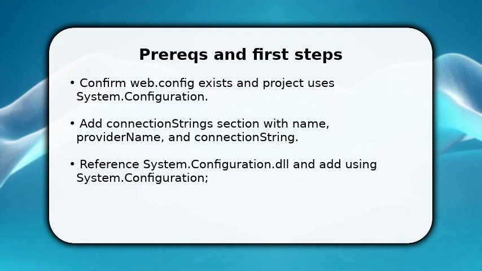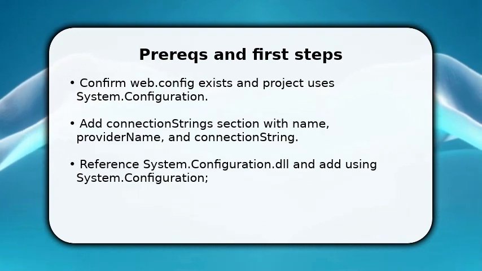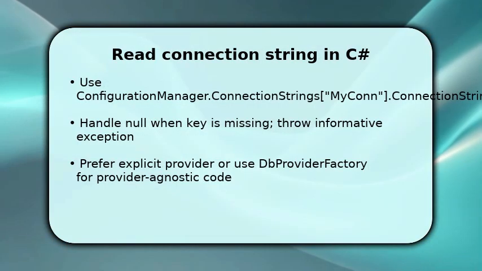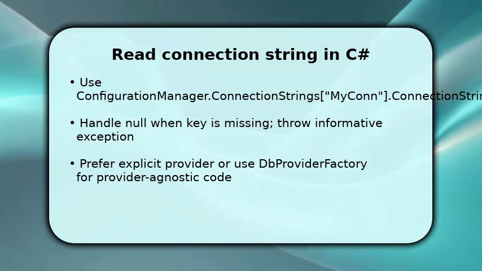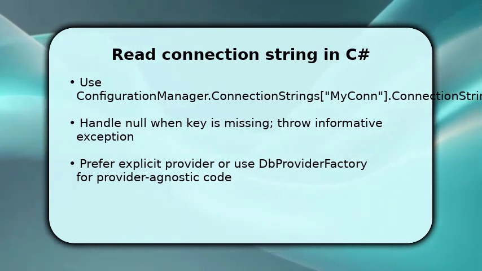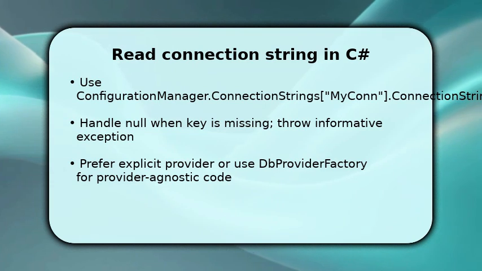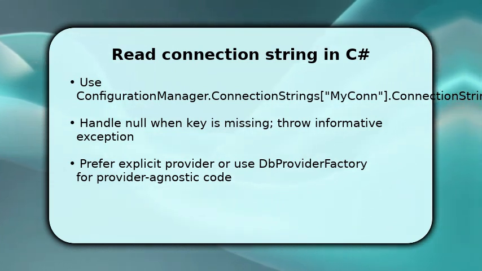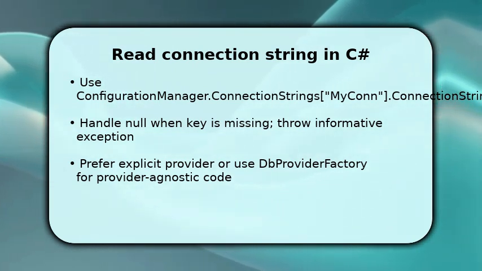Next, read the value in your data access layer. Use ConfigurationManager.ConnectionStrings["myCon"].ConnectionString to retrieve the raw string, and optionally read ProviderName for factories. Handle null. If the key is missing, throw a clear exception or log and fallback.